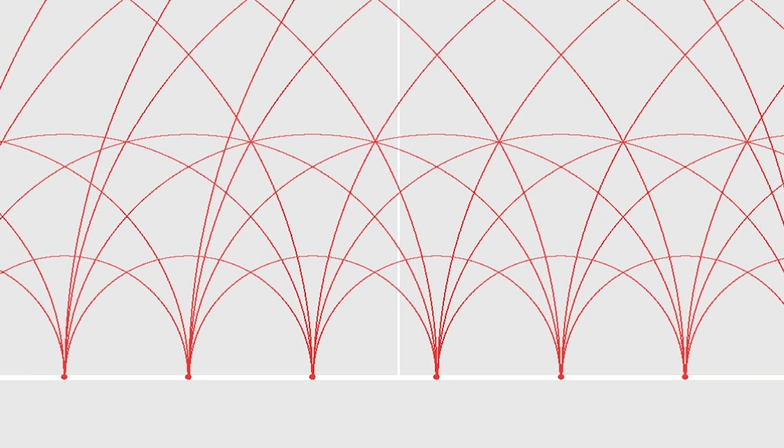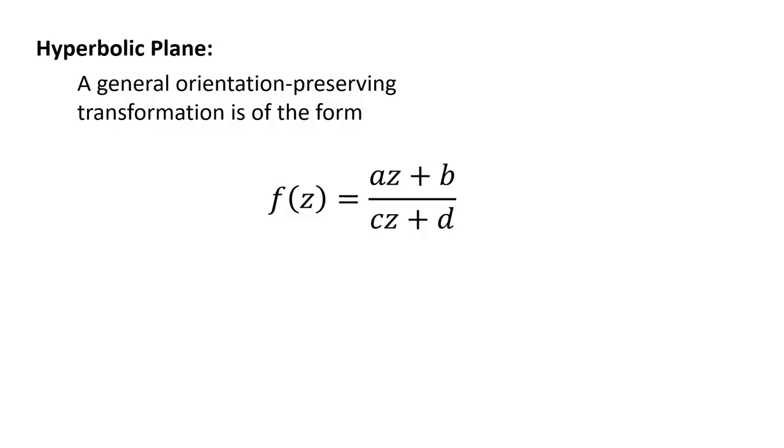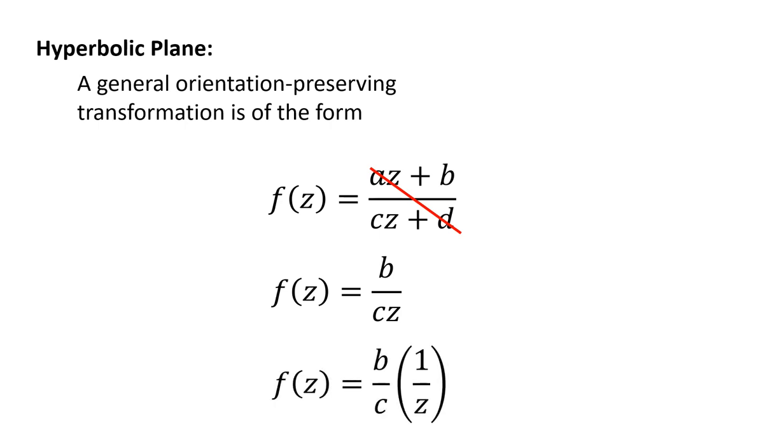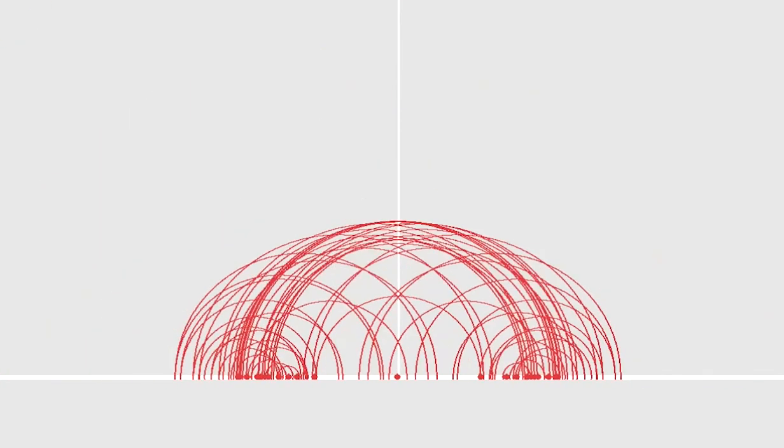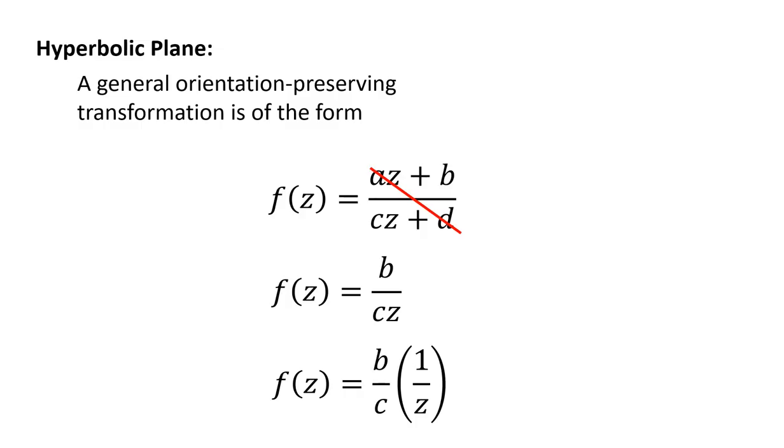As another example, if a is 0 and d is 0, then after removing those terms, we're left with f of z equals b divided by cz, which we can rewrite as a constant, b over c, times 1 over z. This is a new kind of transformation called an inversion. Think of it like a reflection over a circle, in this case a circle centered around the origin. So we know how to translate, and we know how to invert.